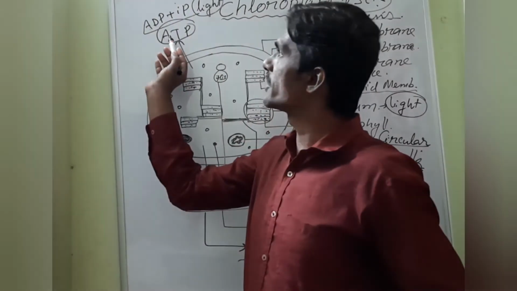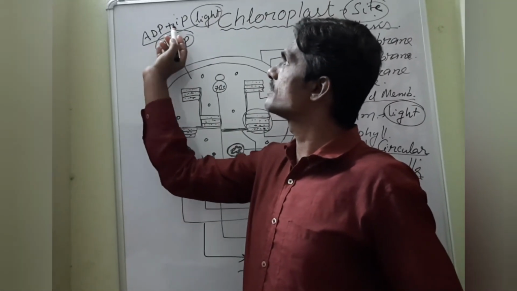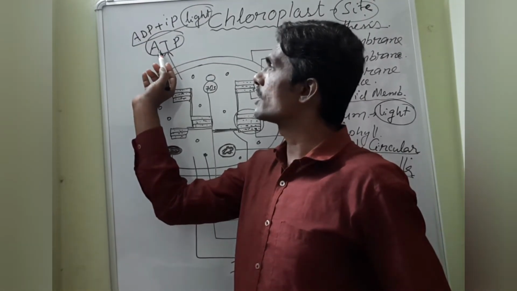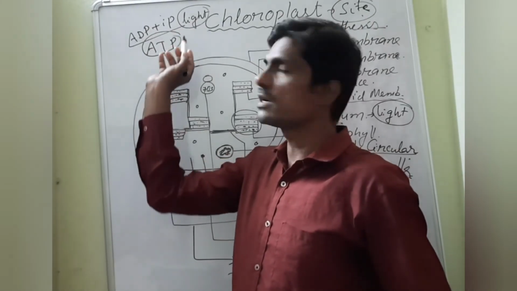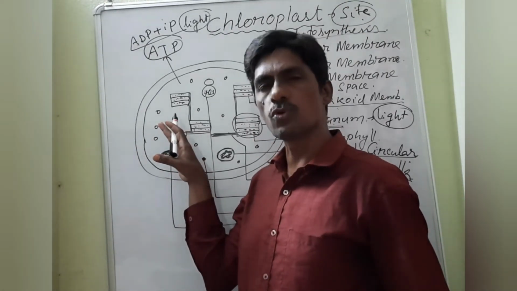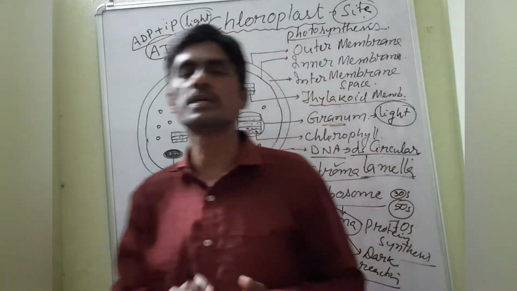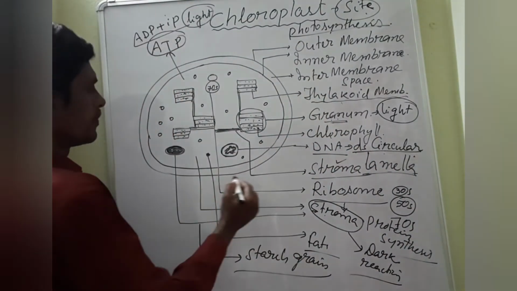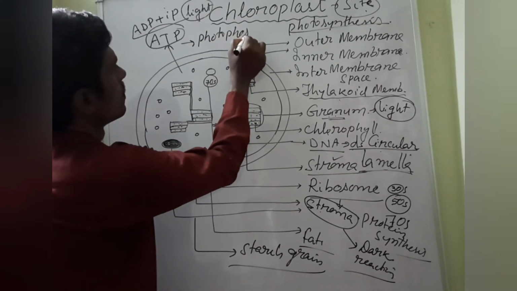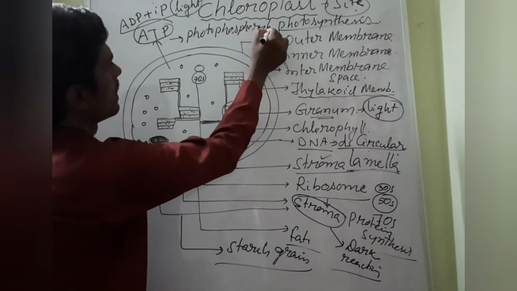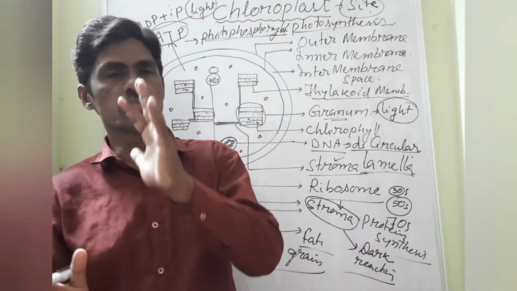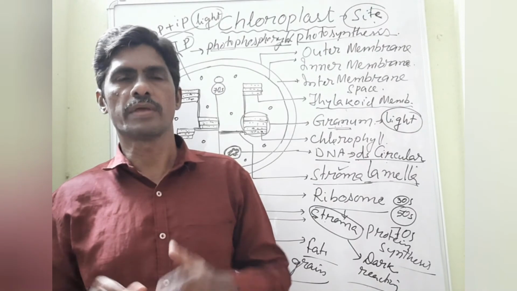So phosphorylation takes place from ADP, adenosine diphosphate, with inorganic phosphate to form ATP, that is called phosphorylation. Phosphorylation takes place in the presence of light, that's why it is called photophosphorylation. So the synthesis of energy in the chloroplast takes place as ATP. So here photophosphorylation takes place.